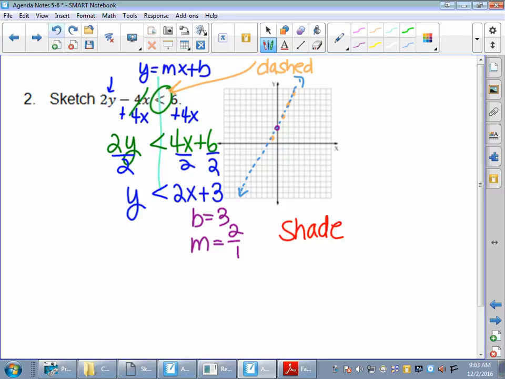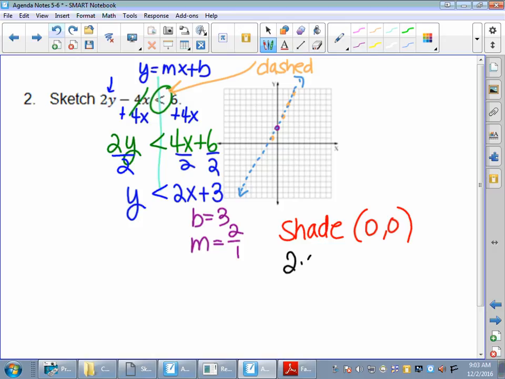Are we allowed to use (0, 0) for this? Looks like the line doesn't touch the origin, so I'm good with that. I'm going back to my original equation. You can go to the original or you can go to the y equals mx plus b form. Either way, you'll get the same answer. I'm going to go to the original.